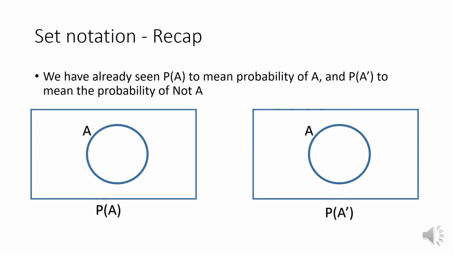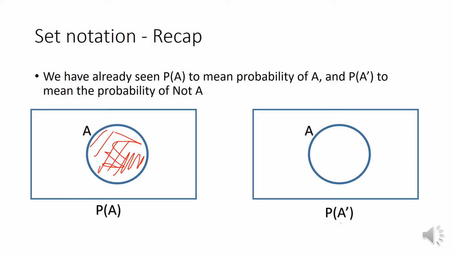So we're starting off with a bit of a recap, and we're going to be looking at set notation. So this counts as set notation, though when we saw it before it was more probability notation. So P of A just means the probability of A. So on a Venn diagram, that would be anything that happens within the circle that represents A. So that'll be anything in this circle.